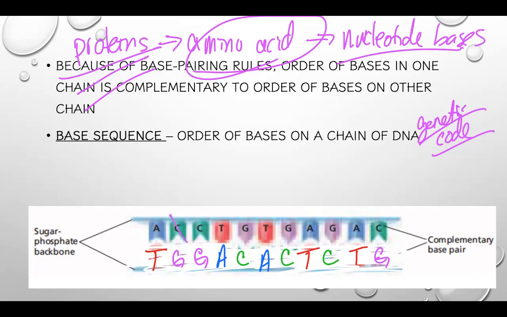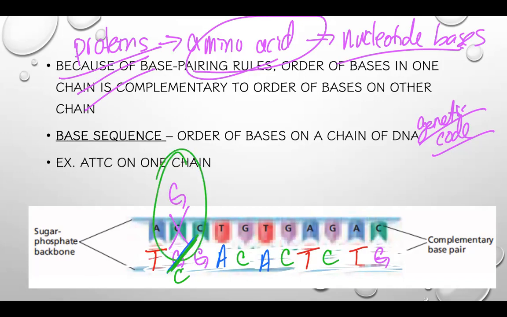If you substitute one of these, let's say instead of a C, you put a G there. Now you've completely changed the order of amino acids because you've changed one nucleotide base. It's that easy.